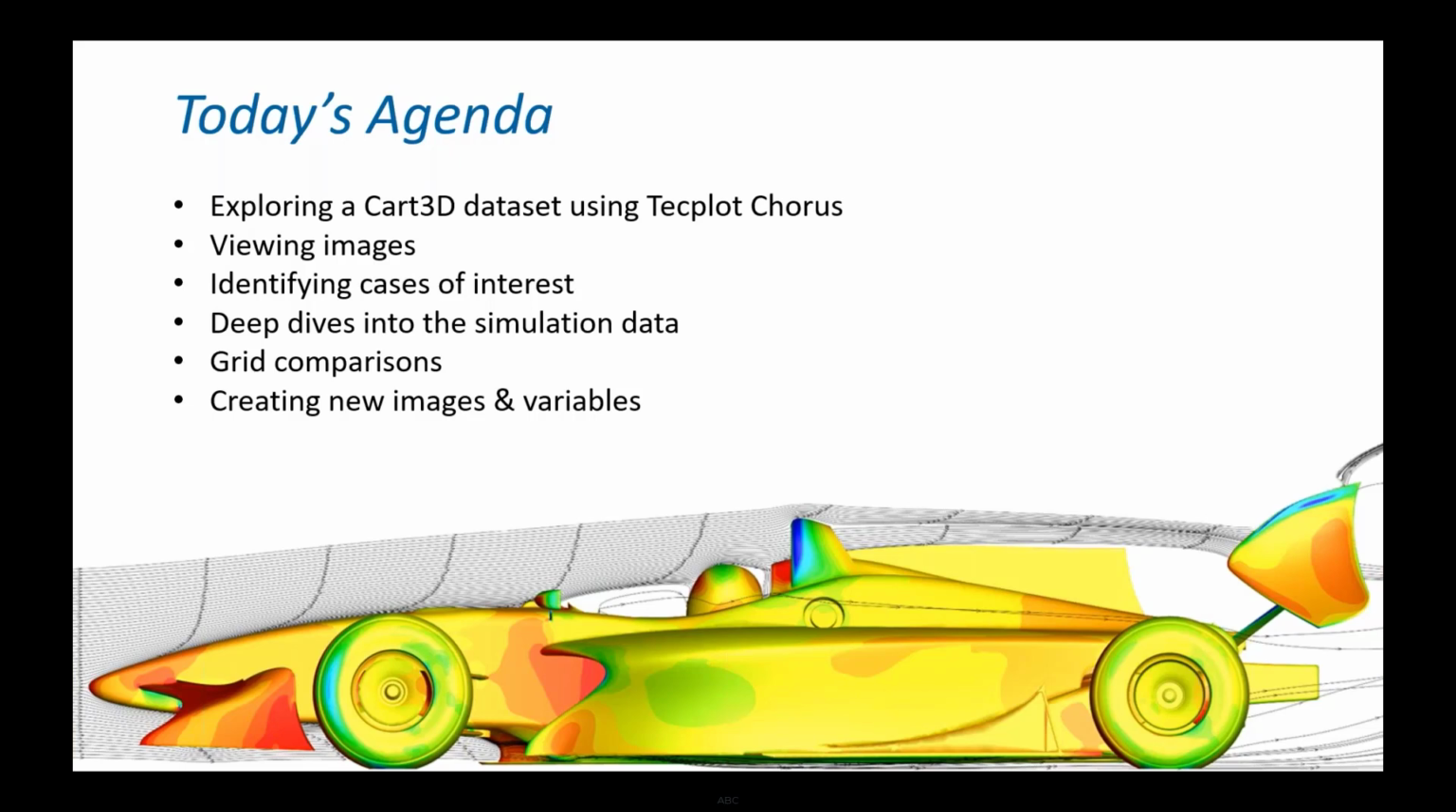We'll show you how to do grid comparisons. So the study that we're showing you today is constant grid run over a mock alpha sweep. So we're able to easily compare those grids in Tecplot Chorus. And then we'll show you how to create new images and how to create new variables. Oftentimes when you run an automated workflow like this, you're creating images during the simulation, but invariably you find something that you want to dive deeper into and create additional images after the fact. Tecplot Chorus can help you do that.